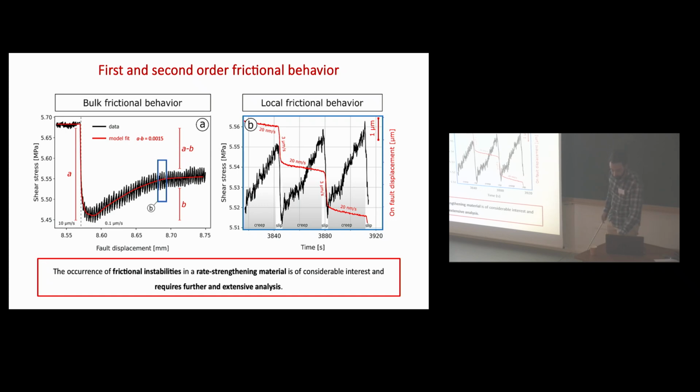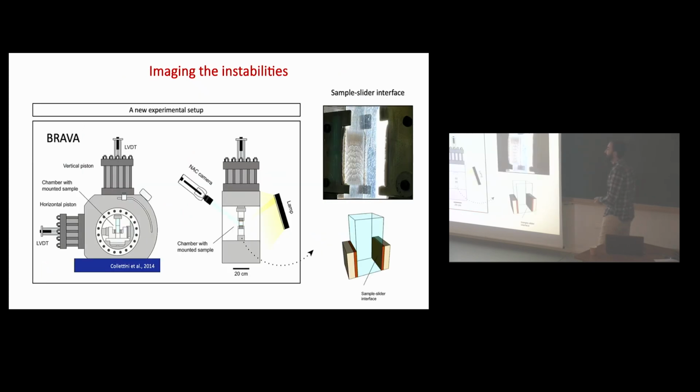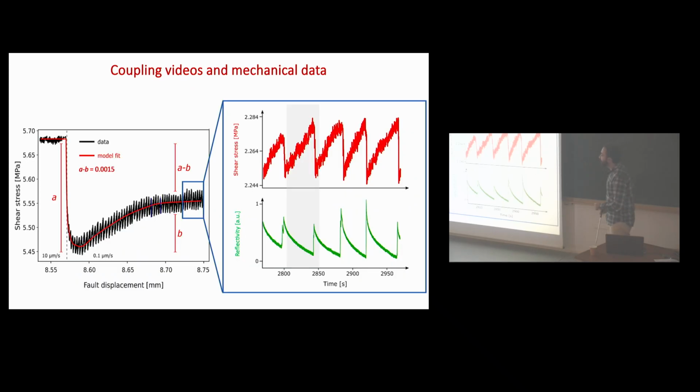And to do so, we developed a new experimental technique that allows us to directly see what is happening on the fault surface by directly looking at it using a high-speed resolution camera. And if we couple mechanical data with visual data, we can see that in correspondence of the stress drop, so the dynamic phase of each stick-slip cycle, you observe an abrupt change in fault reflectivity caught by the high-speed resolution camera. And so something is happening.